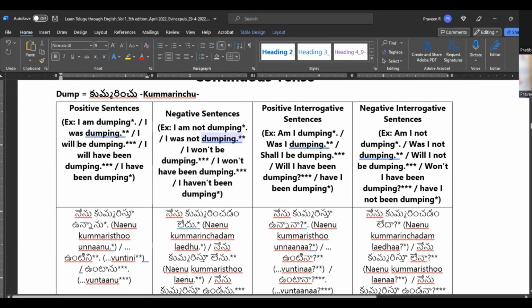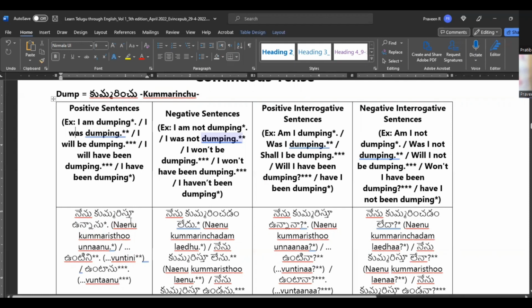I will be means nenu untanu. I will have been, nenu untanu. I have been, nenu unnanu. These shortcuts you just remember, okay, and remember the conjugation form. And this conjugation form is nothing but the meaning in ing form. So if you want to write the meaning in ing form, meaning continuous form, like dumping, eating, reading.